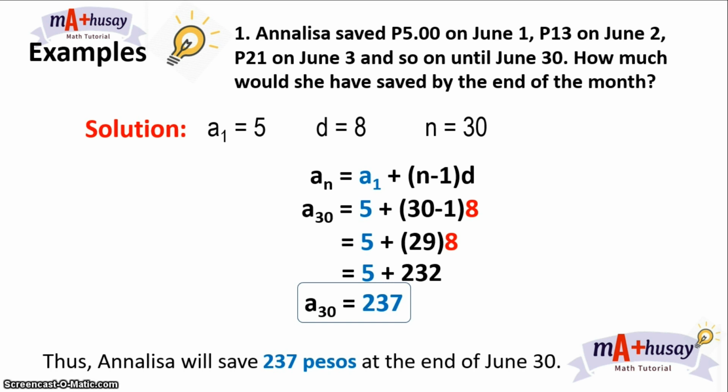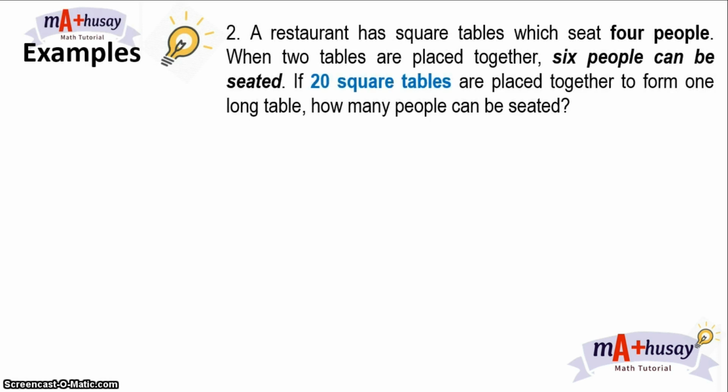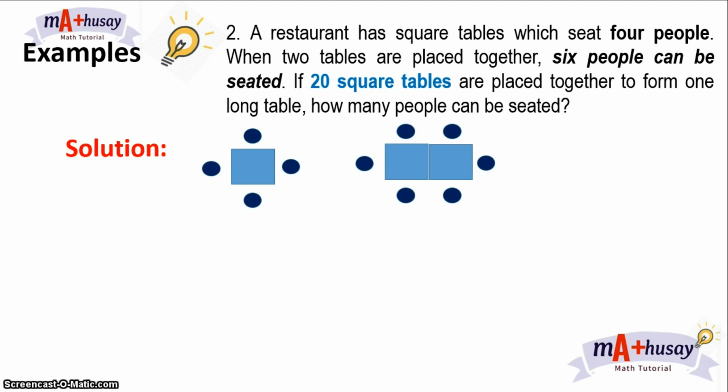Let's take another example. Example number 2. A restaurant has square tables which seat 4 people. When 2 tables are placed together, 6 people can be seated. If 20 square tables are placed together to form one long table, how many people can be seated? Let's put this into perspective. In one table, 4 people can sit, right? While if you have 2 square tables combined, you have 6 people can be seated, no?